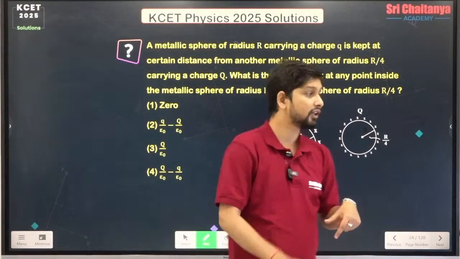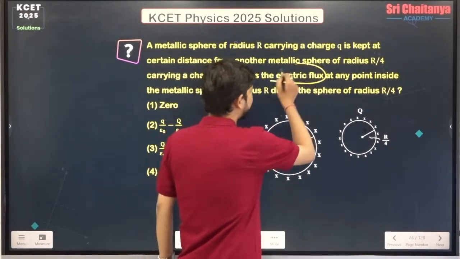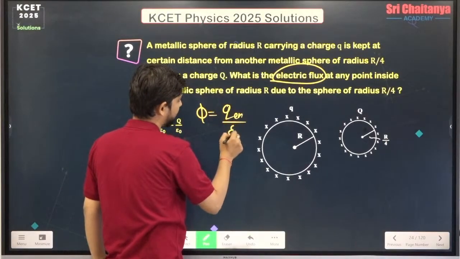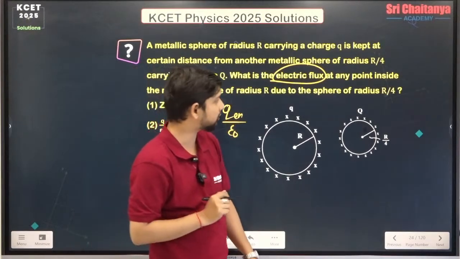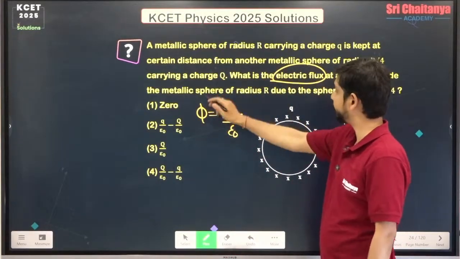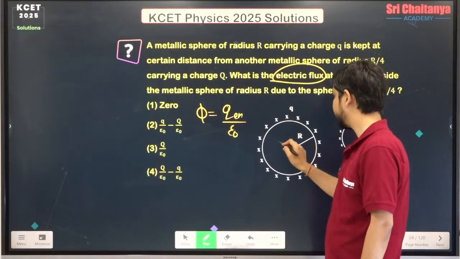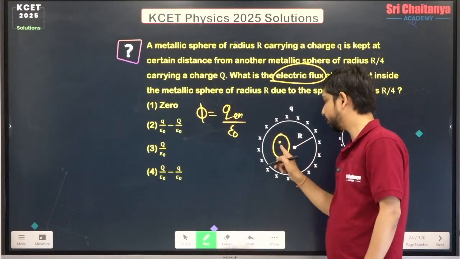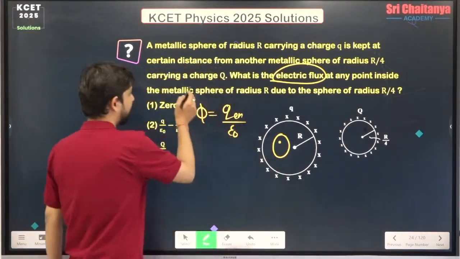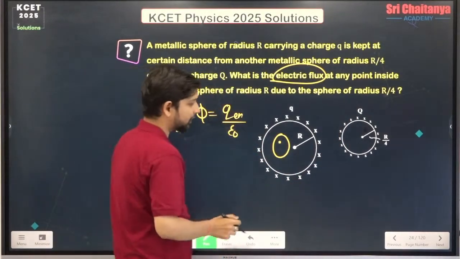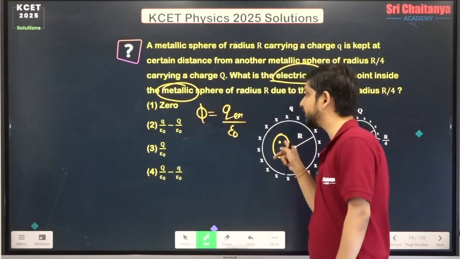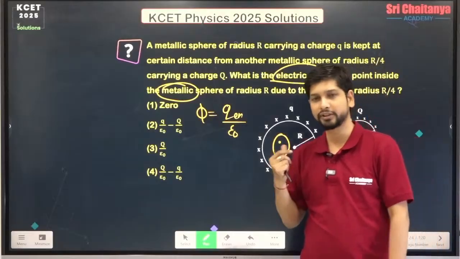We have to find the electric flux. What is the electric flux? We know that electric flux is just Q enclosed upon epsilon naught. If we want to find the electric flux at any point inside the metallic sphere of radius R, here, then due to the sphere of radius R by 4, one thing we know is that if it is a metallic sphere, it should be a conductor, and if it is a conductor, no charge can reside inside the sphere. No charge can be present inside the sphere.